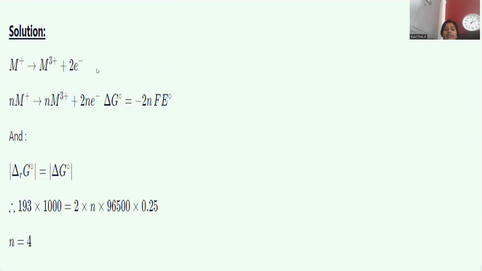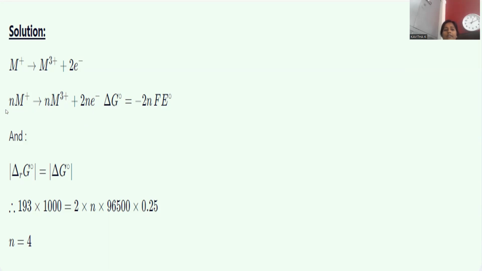Let's see. Here is the chemical equation where the oxidation process is carried out. M plus, a monopositive metal, tends to release 2 electrons and is converted into a tripositive metal. This is for 1 mole. So if N moles of monopositive metal ions are present, they are able to release 2N electrons, because 2 electrons are released per 1 metal, right? Then 2N electrons released per N metals, so that N tripositive metal ions will be generated.